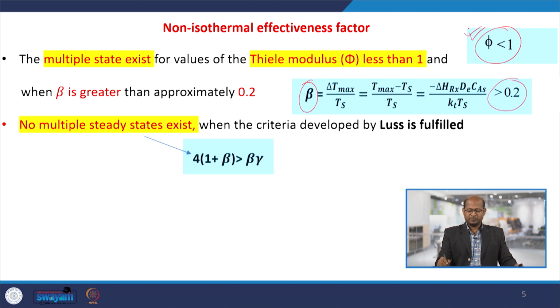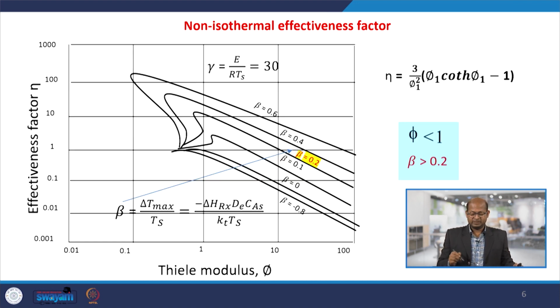If we are able to find out and measure these two parameters for a particular system, that phi is less than 1 and beta is greater than 0.2, then in this case we can say that multiple steady states may exist in that system. And how can we say that it is existing?